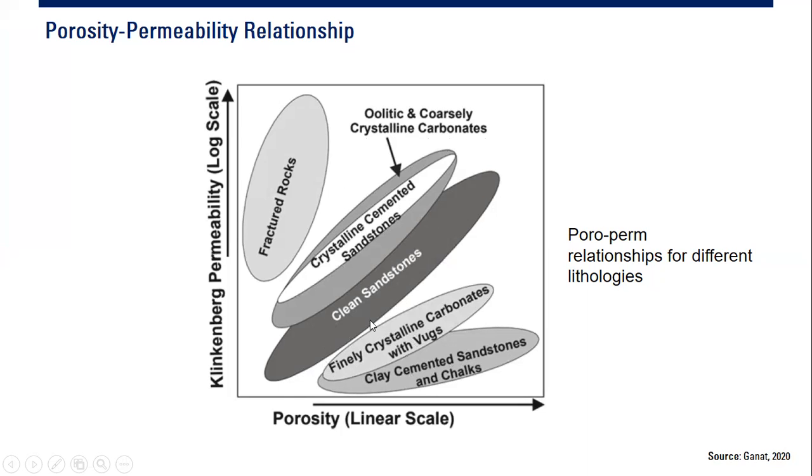And you can see for clean sandstone, the slope is almost 40 degrees visually. So we have from low porosity to high porosity with the same from low permeability to high permeability.